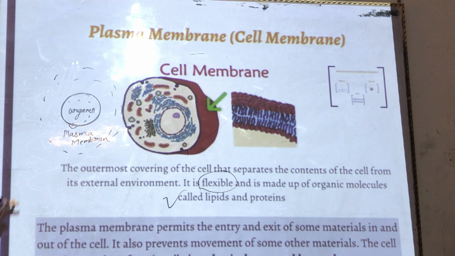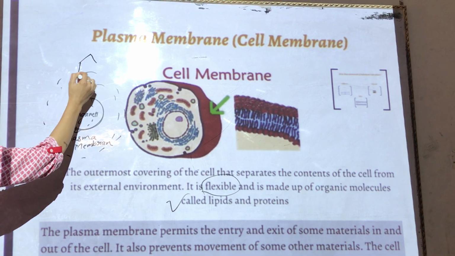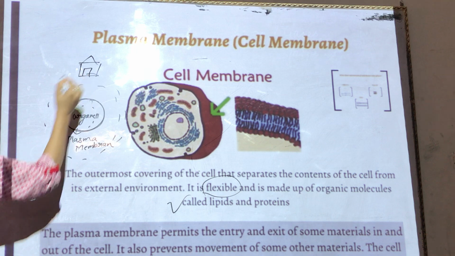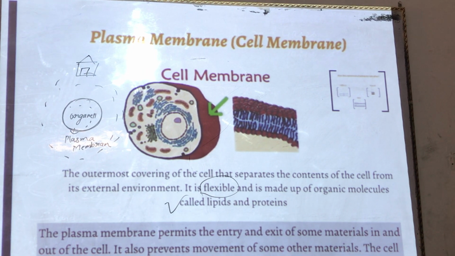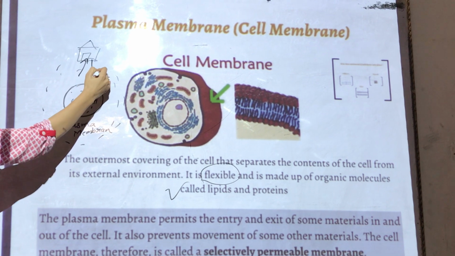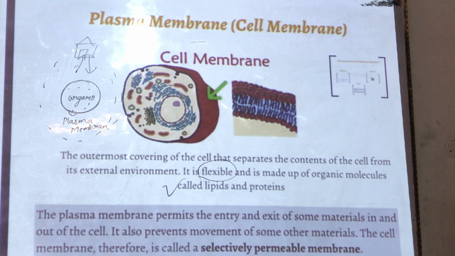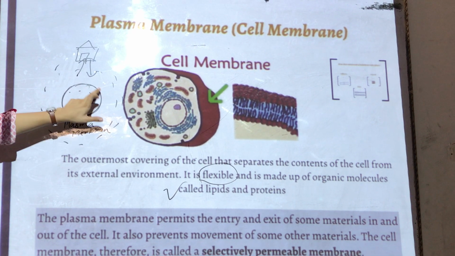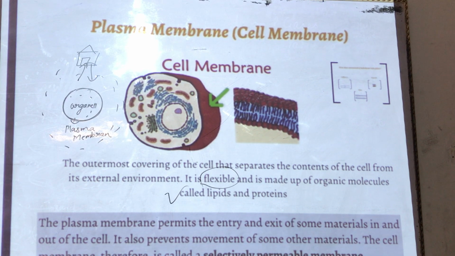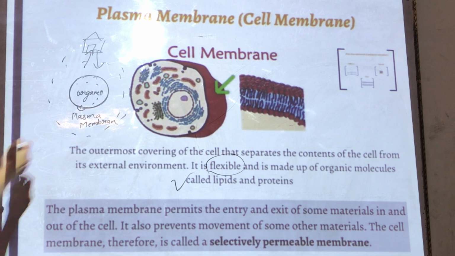Clear? Now this plasma membrane acts as a gate. Suppose you have a home and there is a gate. What is the role of the gate? It allows the entry and exit of some materials in and out of the house. Similarly, this cell membrane also permits the entry and exit of some specific materials in and out.